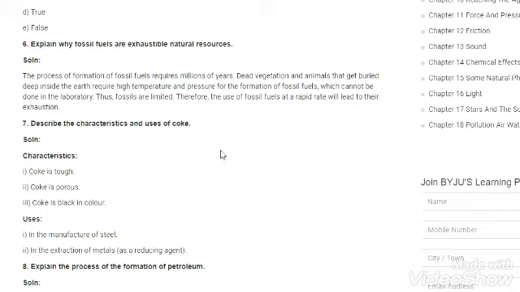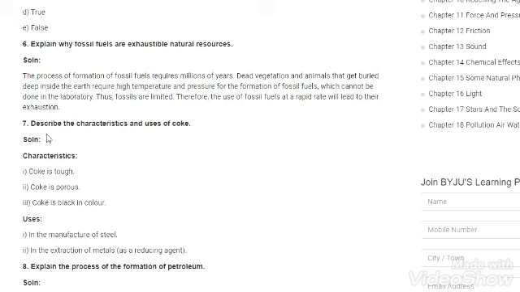Then sixth question. Explain why fossil fuels are exhaustible natural resources. What do you mean by exhaustible natural resources? Natural resources which are limited. So why are fossil fuels exhaustible? The formation of fossil fuels requires millions of years. Dead vegetation and animals buried deep inside the earth require high temperature and high pressure for the formation of fossil fuels, which cannot be done in the laboratory. Thus fossil fuels are limited. Therefore, the use of fossil fuels at a rapid rate will lead to their exhaustion.